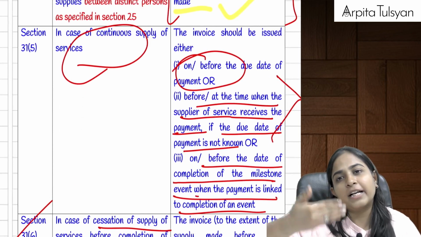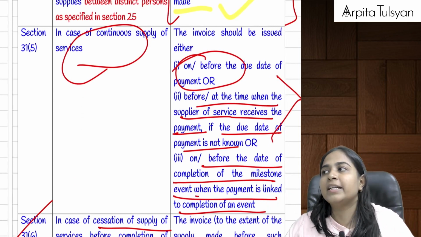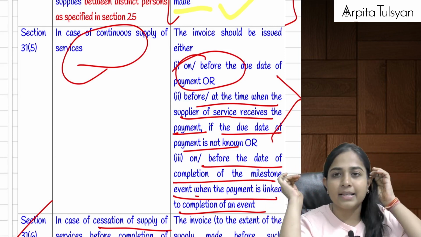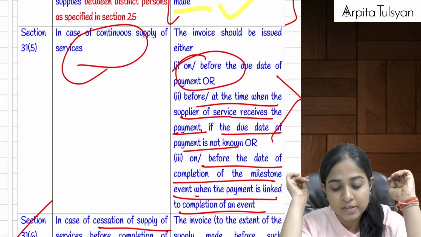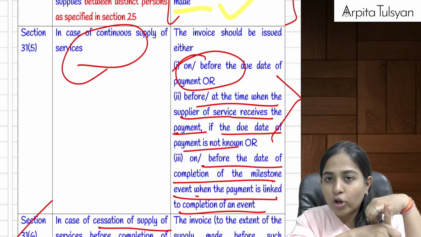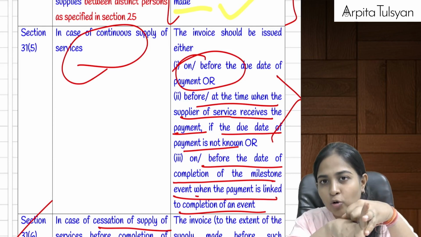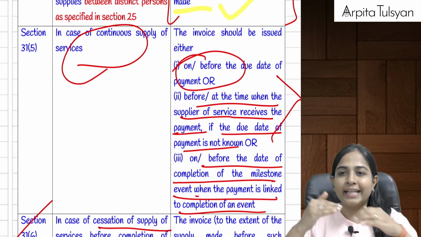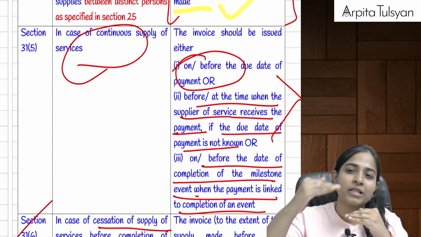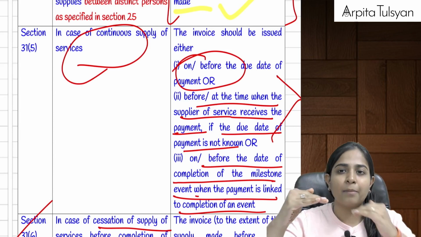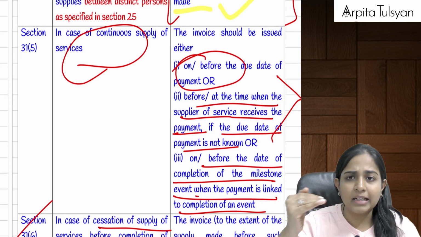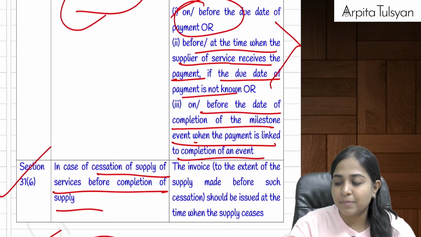Then in case of continuous supply of services, let's say a particular service which is going to be provided for a period of more than 3 months: if the due date is known, then on or before the due date. If the due date is not known, on or before the receipt of payment for that service. Or when the payment is linked to some event, that is, if this is completed we will receive this much payment, then on or before the completion of that particular event, the tax invoice should be raised, right?